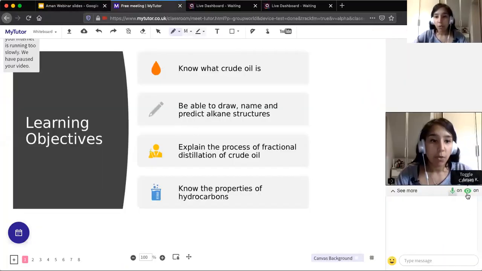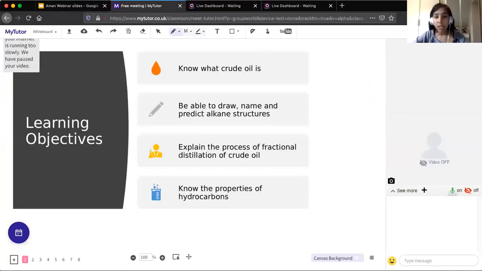So first of all, I'll go through the learning objectives. The first learning objective is that we need to know what crude oil is, and we need to be able to draw, name and predict the alkane structures. For all three exam boards, they want you to be able to draw, name and predict them using the general formula for them. And the ones that you need to be able to draw are the first four. So that's methane, ethane, propane and butane, which we'll be going into more detail with further on in the lesson.